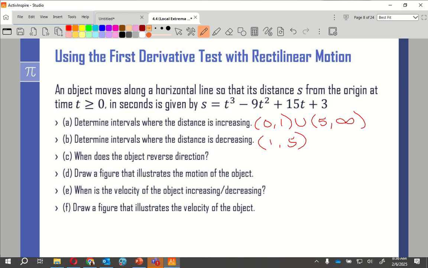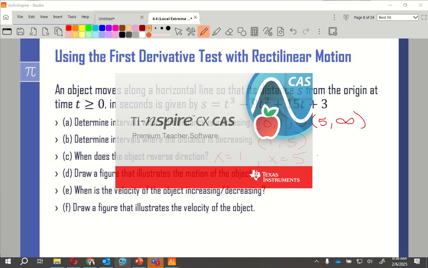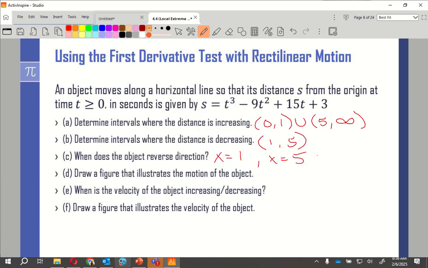When does the object reverse direction? It changes direction from a positive velocity to a negative velocity when x equals 1 and x equals 5. He's changing directions. Draw a figure that illustrates the motion of the object. Now, I'm not good at drawing this, so I'm going to show you, and we're going to turn it sideways to make this work.